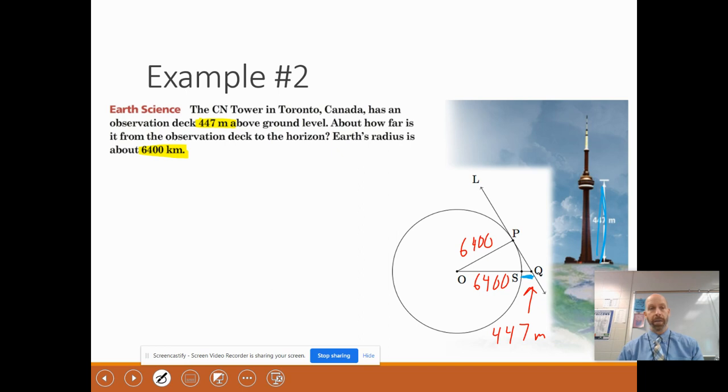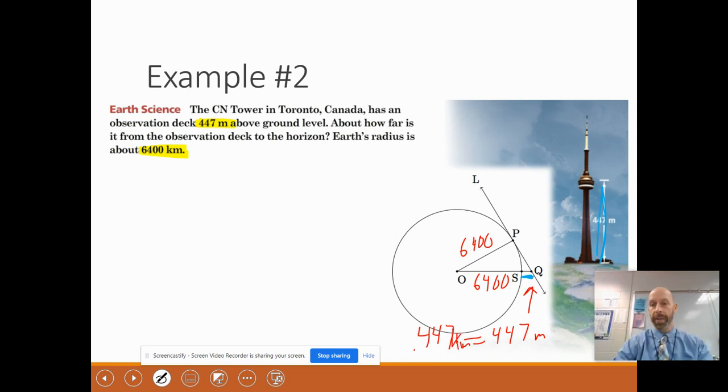Now, in order to convert that to kilometers, we just have to divide by 1,000. So 447 divided by 1,000, that's just going to give me, oh, I guess I should have known that. Just move the decimal. This is it in kilometers. Okay, that's kilometers.